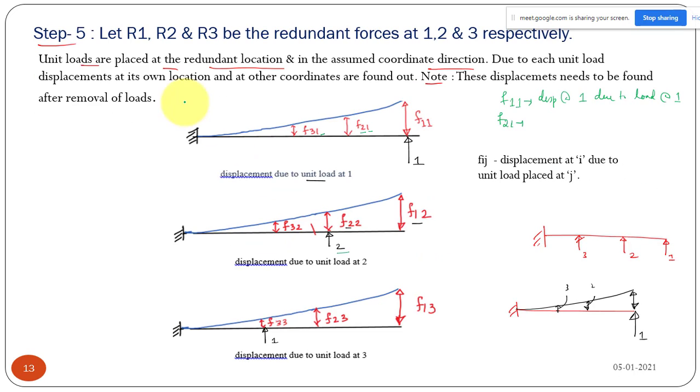After that, unit loads are placed at locations 1, 2, 3, and due to each unit load, the displacement at its own location and at the other coordinates is found. Apply unit load at coordinate 1, find the deflection here and at all the other coordinates. That is what we have to do in this step. I have explained all of this. And what is the meaning of Fij? Displacement at I due to unit load placed at J.